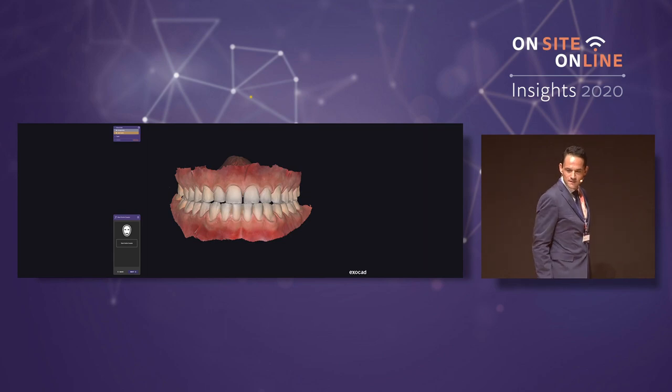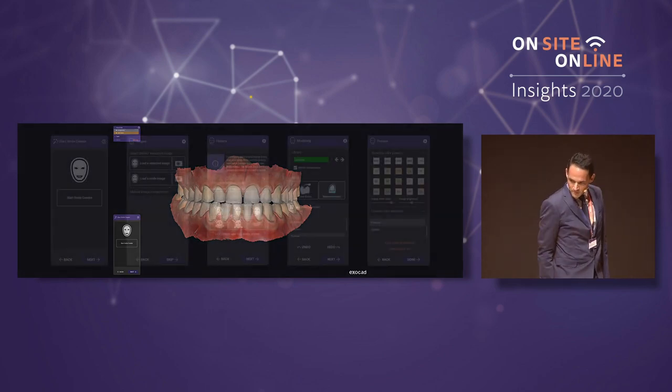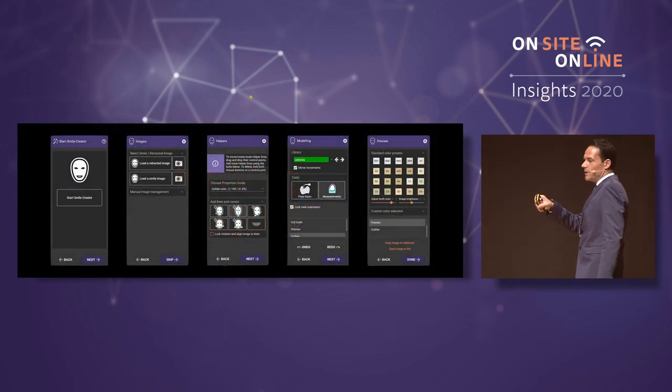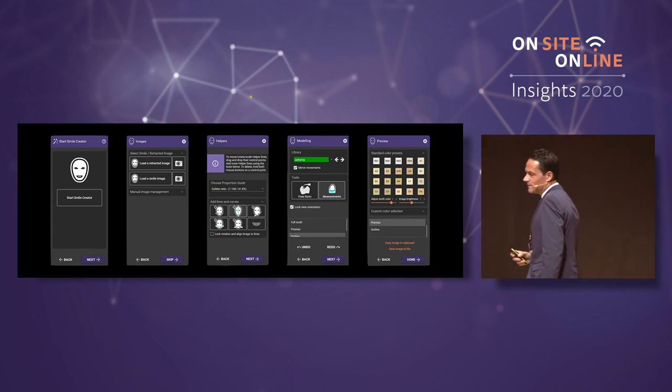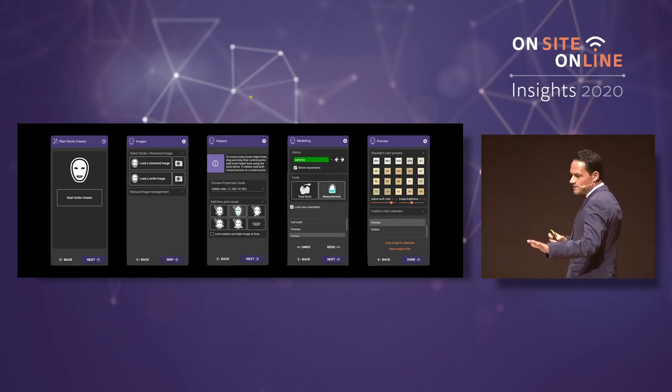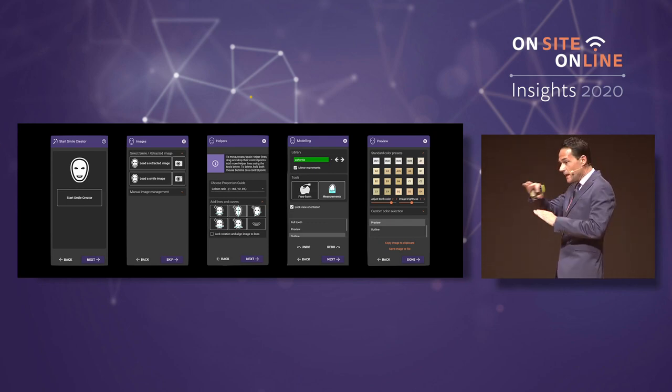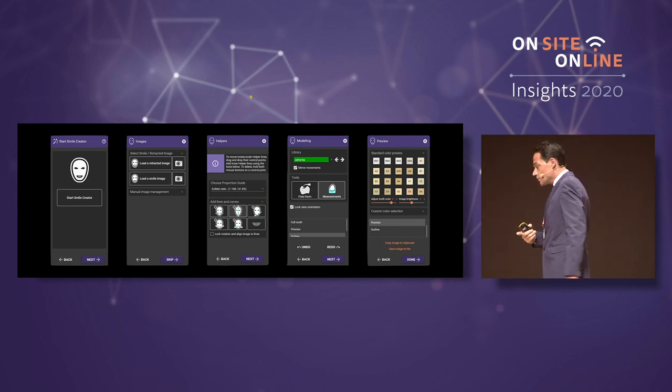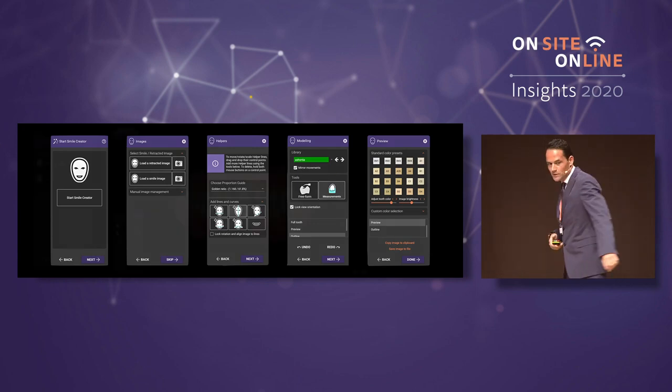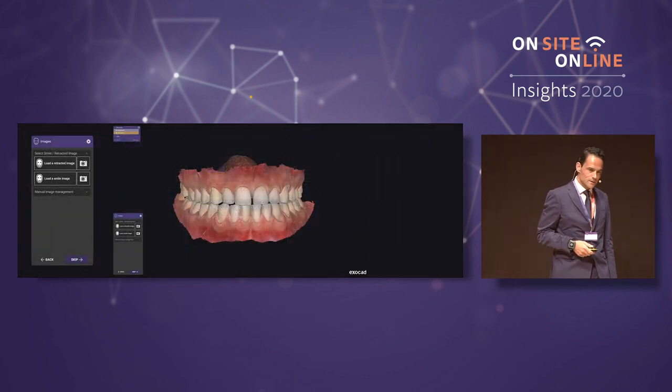The new interface: start Smile Creator. Go on. 1, 2, 3, 4 steps. We are going to manage images. Then we are going to choose proportion guides, lines, helper lines. We are going to design it, and then we are going to evaluate the result, the simulation.